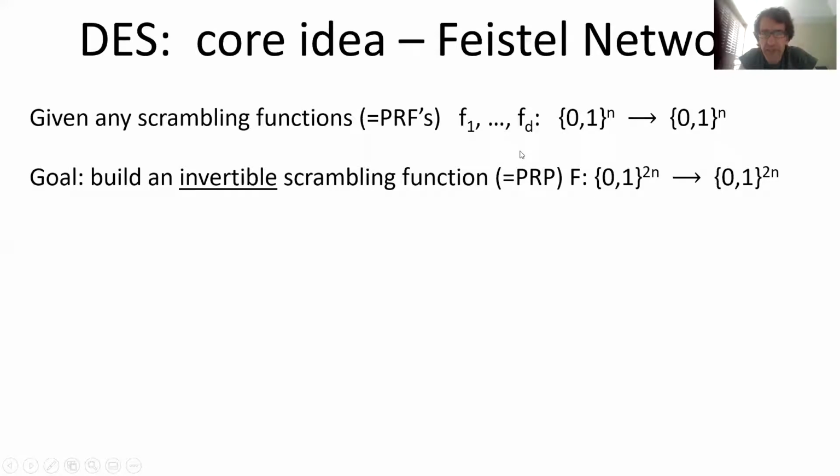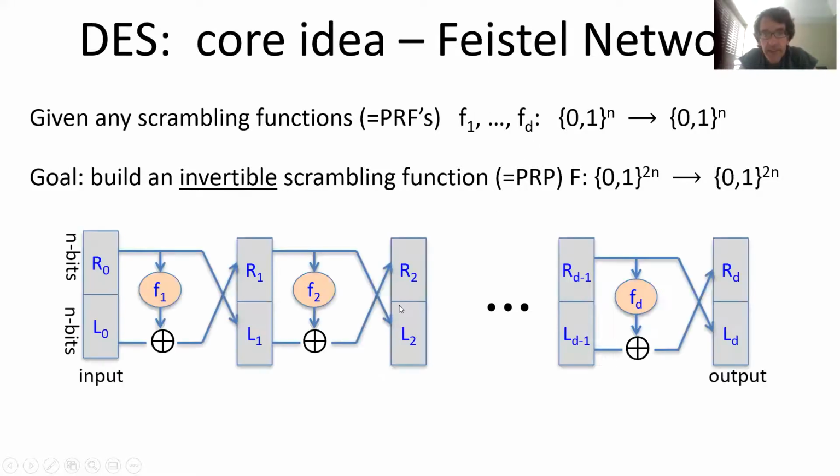The basic circuitry of DES uses Feistel permutations. It creates these scrambling functions, PRFs, D rounds, and then it creates an invertible scrambling function from these, and it does so by the Feistel permutation, which we covered last time, right? So the point is that you can compute the circuitry forward, compute F1, XOR, compute F2 on this register, XOR, etc. But you can also invert it, right?